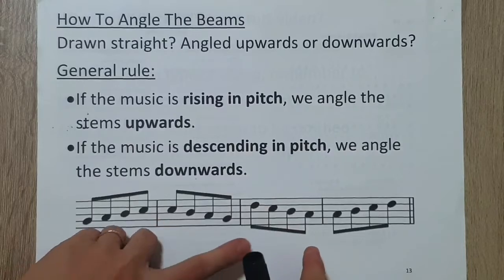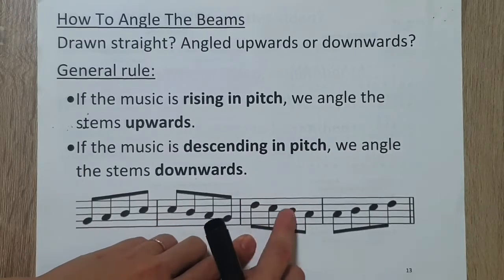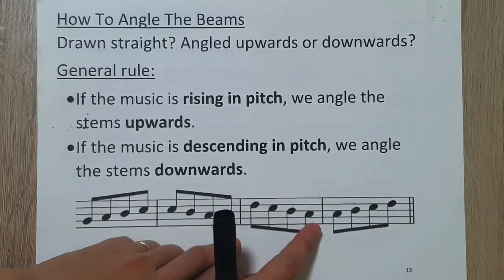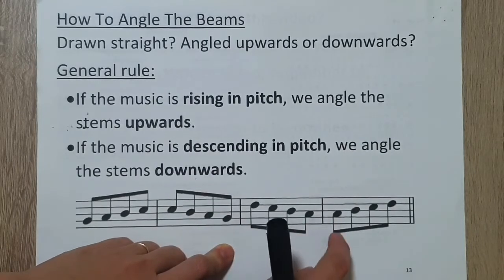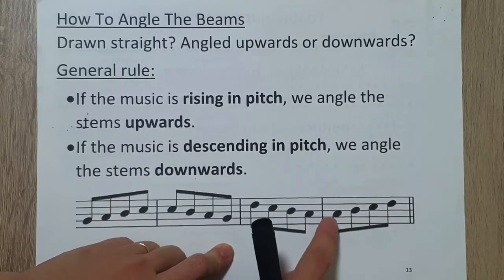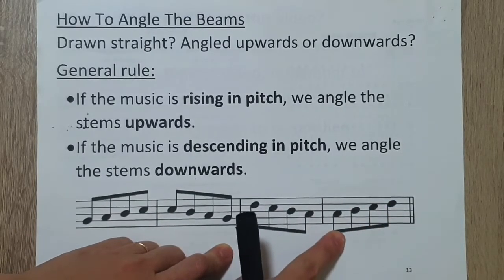Okay? So it's the same for the stems that are pointing downward. Because the pitch is descending, we angle the beam downward. Here, the stems are pointing downward, but the pitch is ascending, it's rising. So then we beam it upward.